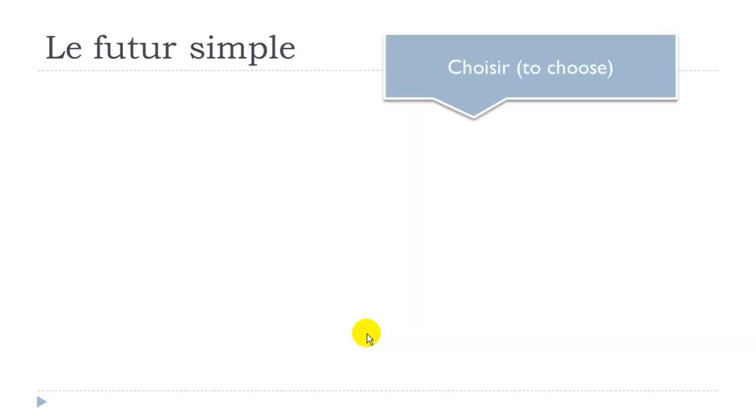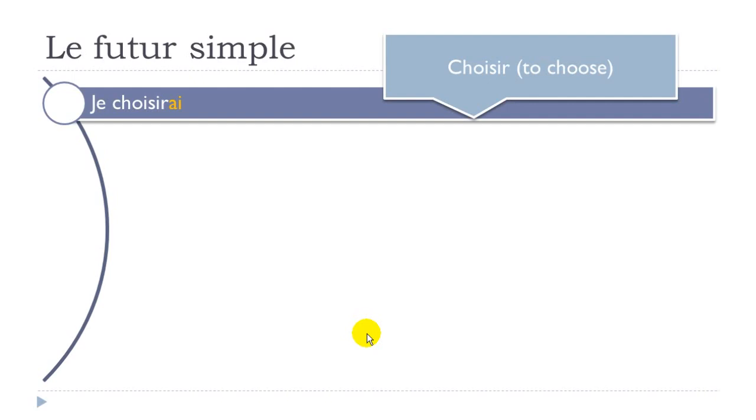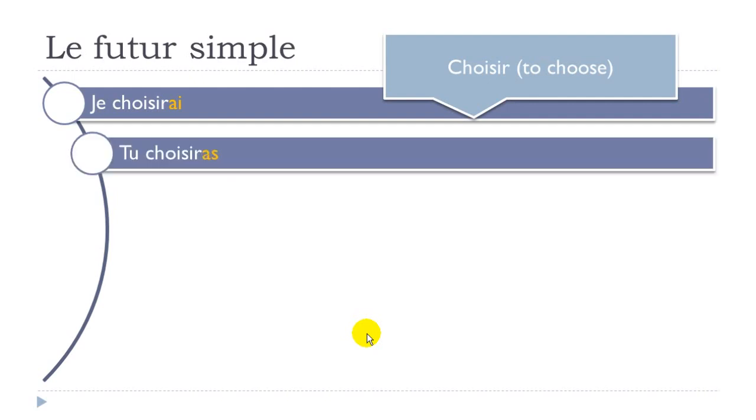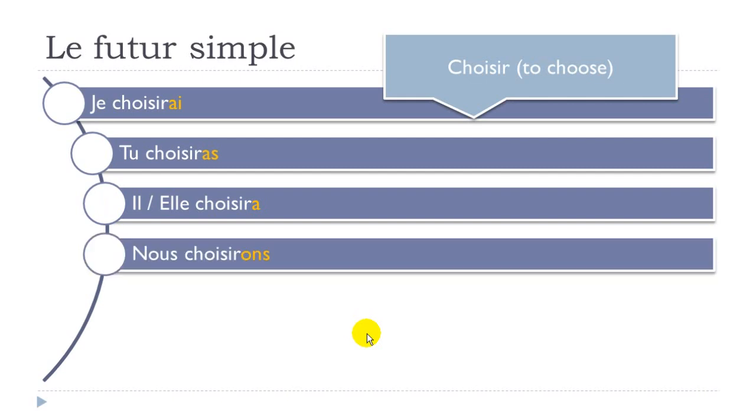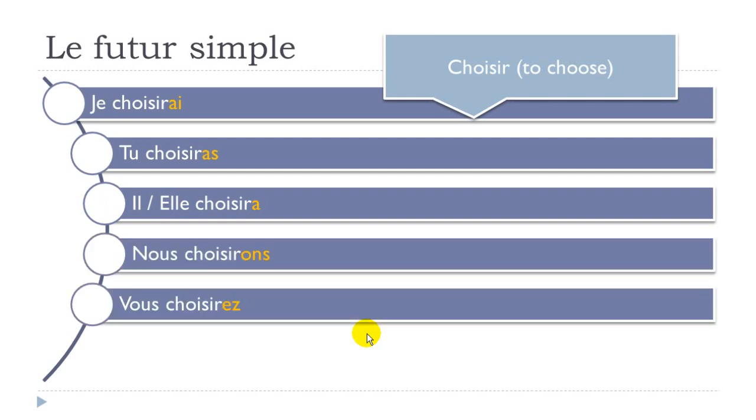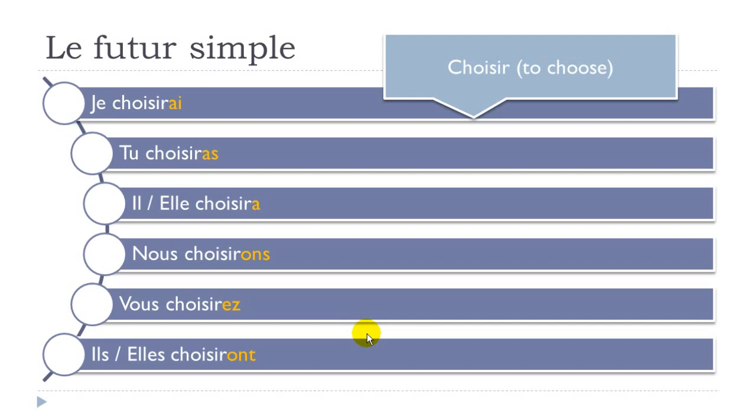Let's see now. Choisir, to choose. Second group of verbs. Je choisirai. Tu choisiras. Il choisira. Elle choisira. Nous choisirons. Vous choisirez. Ils choisiront. Elles choisiront. Same thing. Remember, just keep the infinitive form, the basic form, and just put your endings at the end. E, a, on, et, on.